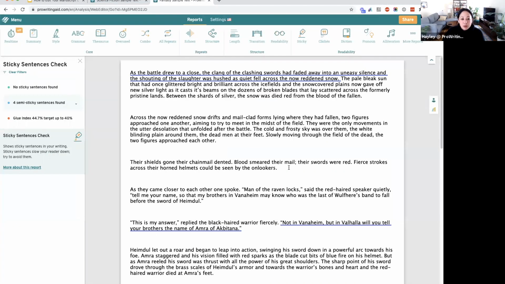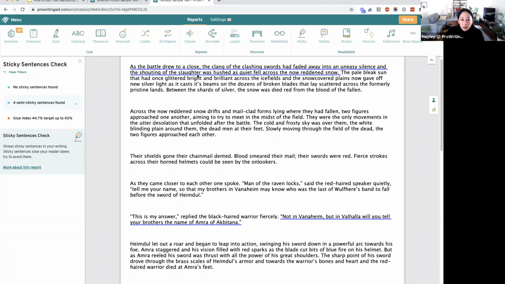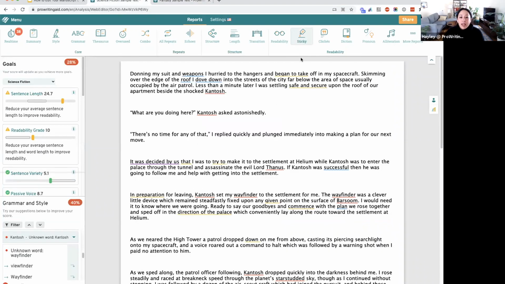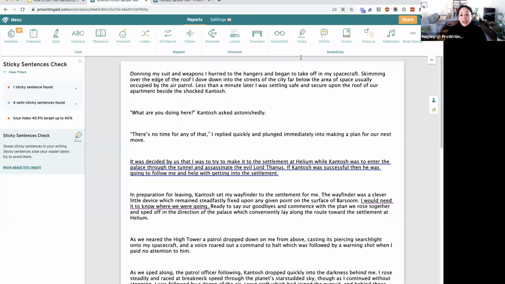The sticky sentences report finds sentences in your writing that have too many words called glue words. Glue words are the words in your sentences that make the sentence stick together. They're the words that you could interchange and they would not change the meaning of your sentence. So we've got glue words, which do not change the meaning of your sentence, and the other type of words we have are working words. Working words are words that you cannot touch or else they would change the meaning of your sentence.